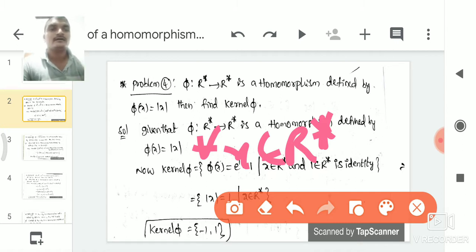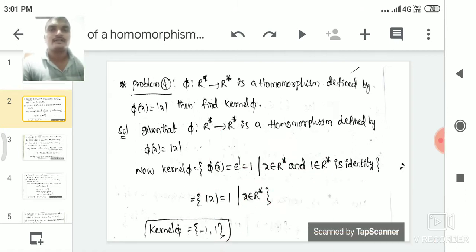So first we write the definition of kernel of a group homomorphism, that is, kernel pi is equal to the set of x such that pi of x is equal to E dash. So what is the definition of a kernel of a homomorphism? The set of all x values satisfying pi of x is equal to E dash, where E dash is the identity element in the second group or codomain group.